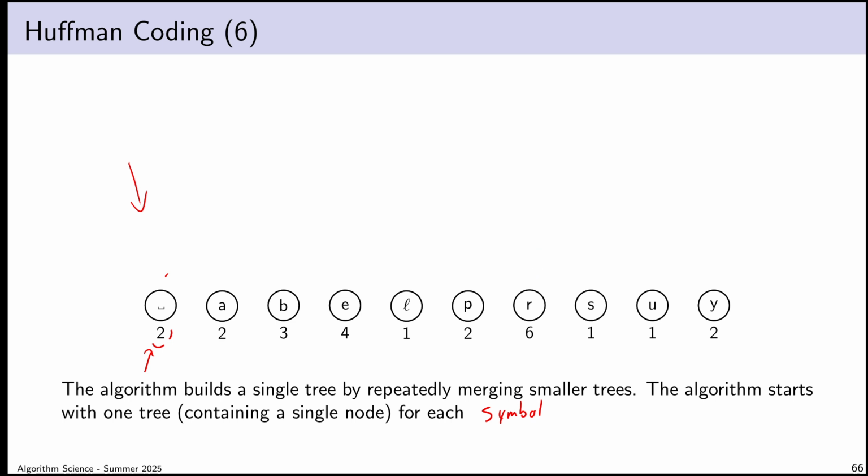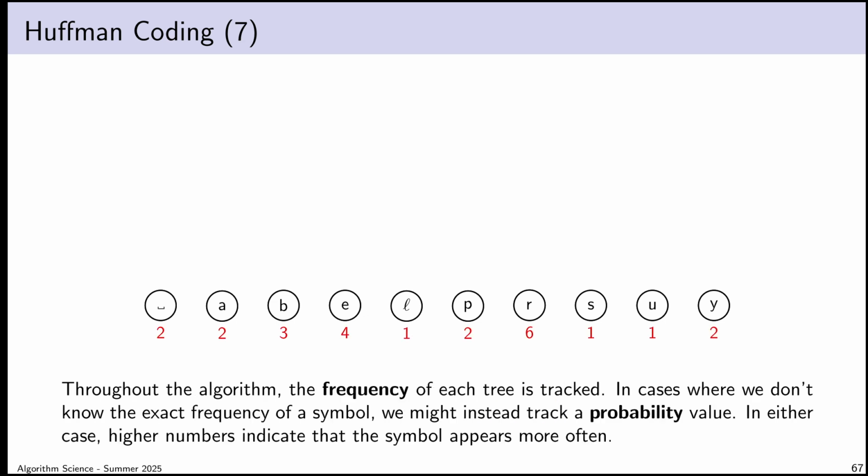And the goal of the Huffman coding algorithm is to, over time, merge these trees together over and over again until there's only one tree left, and that will be our final encoding tree, our Huffman tree. So we're going to have one tree per symbol. I think I've gotten a correct mark for my fill-in-the-blank. So throughout the algorithm, I'm going to track the total frequency of each smaller tree.